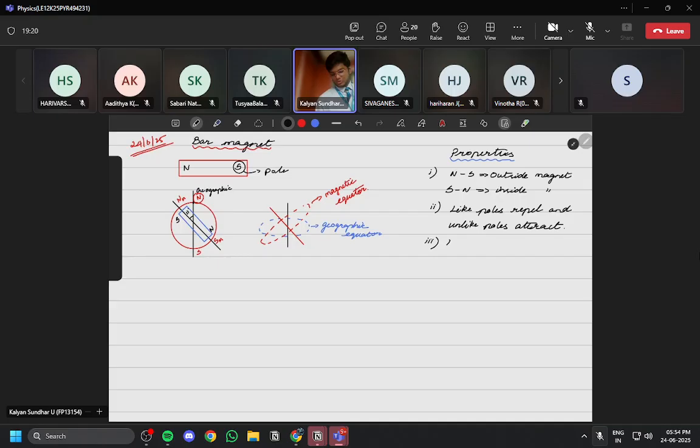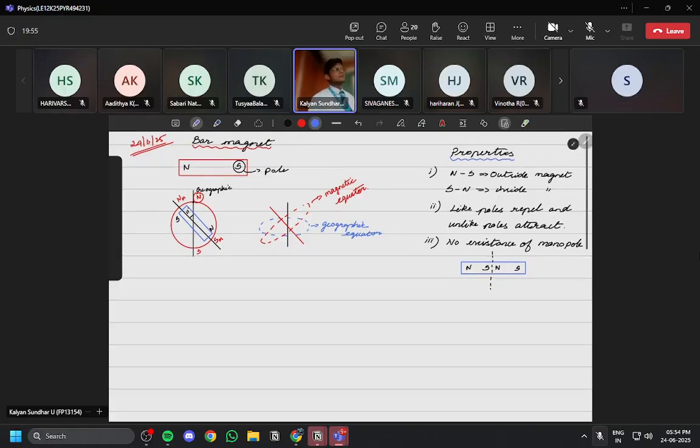Next one is about the non-existence of a monopole. A monopole is nothing but a single pole, right? It can't exist as only a south pole or only a north pole. If I take a bar magnet of this length with a north pole and a south pole, and cut it into two pieces, each piece will have its own north and south pole. Even if you split it further, it will always be north and south, and it will never exist as a monopole.